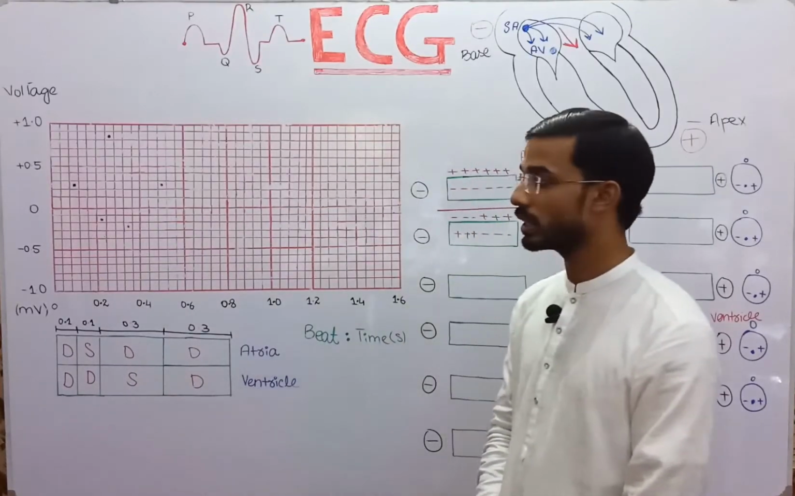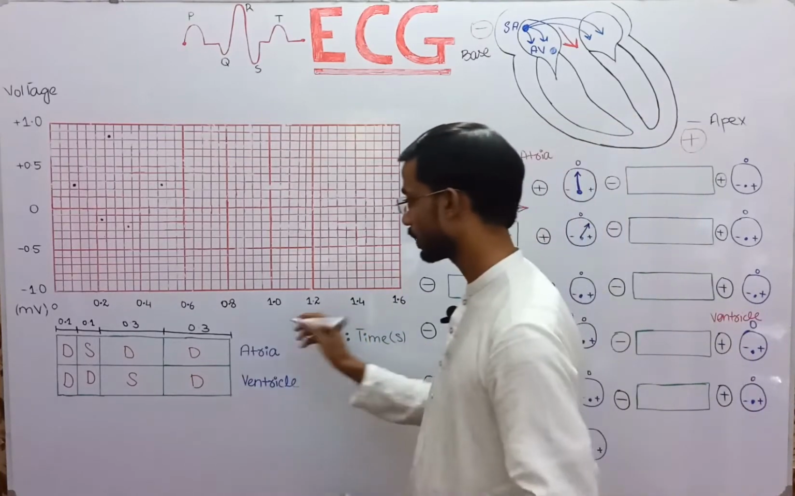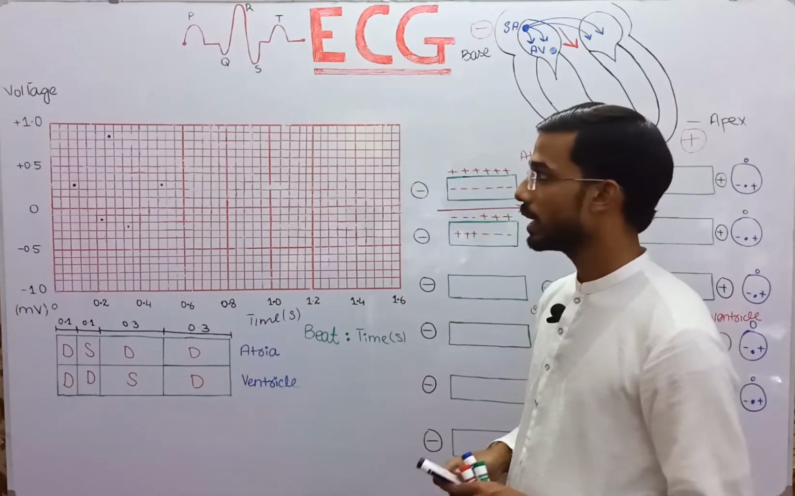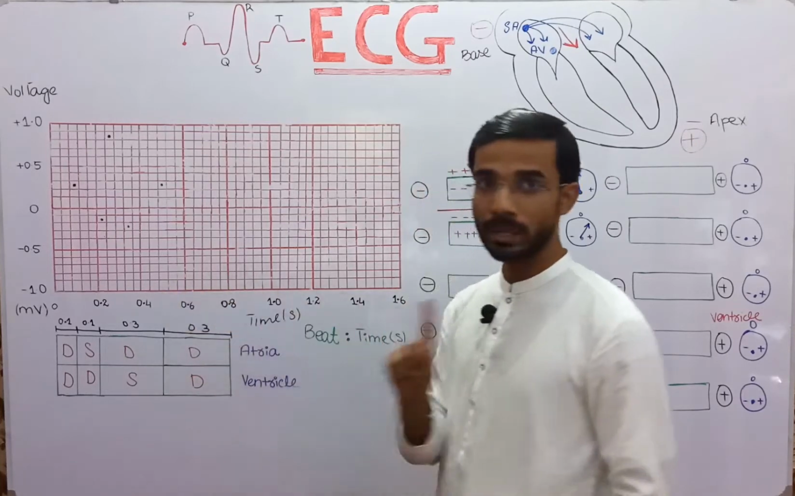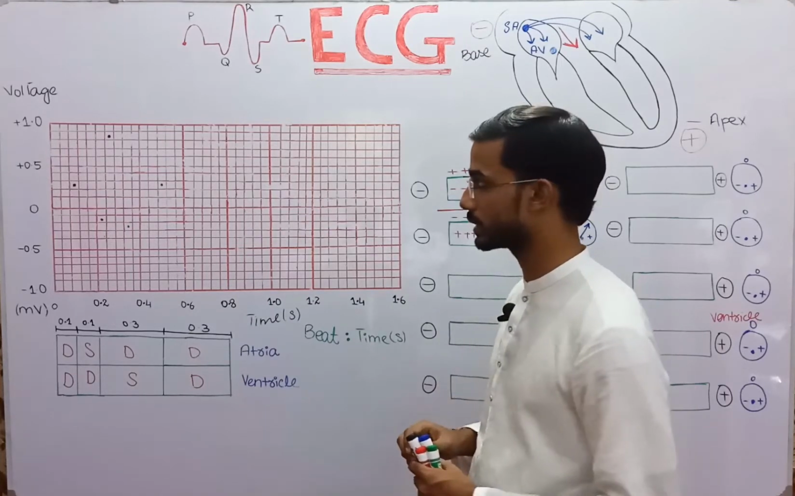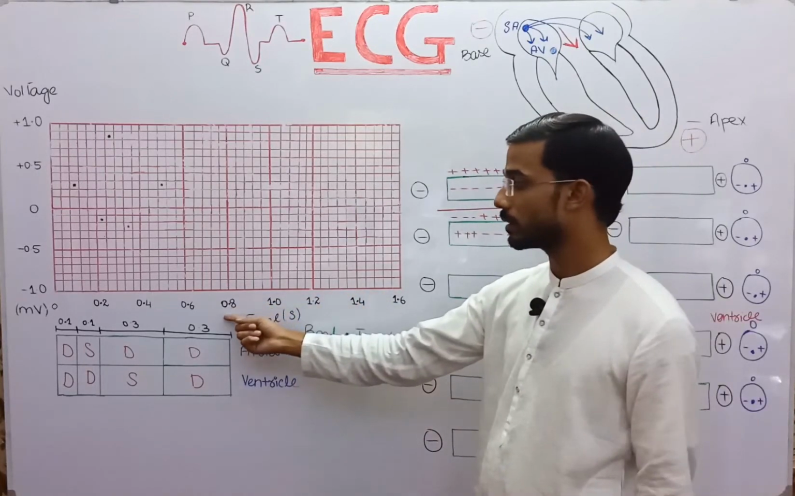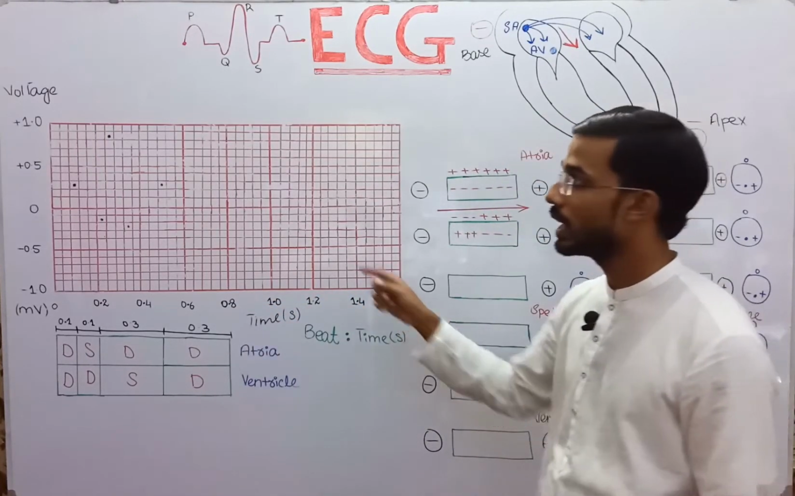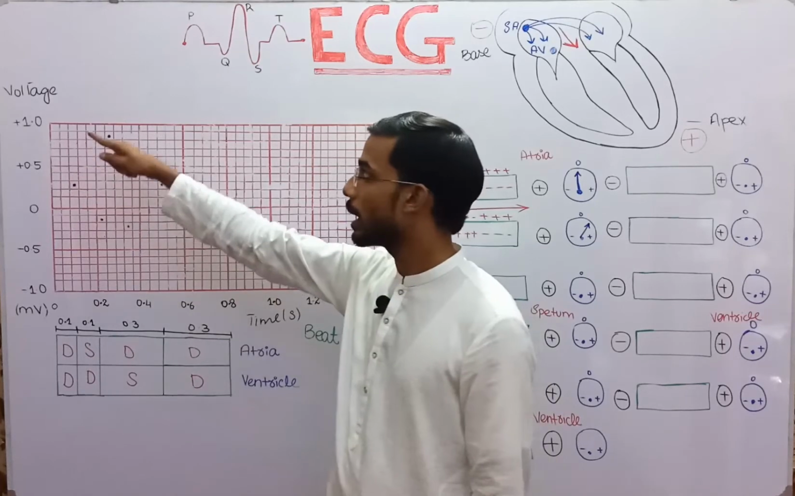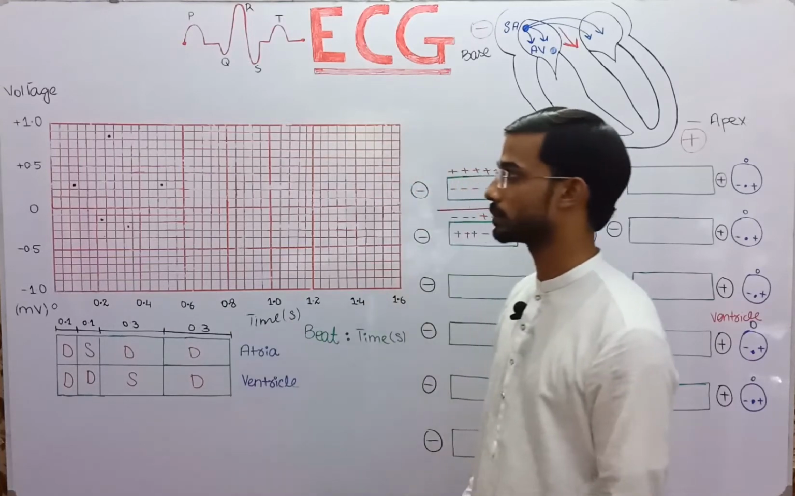On the Y-axis there is the voltage, in millivolts, and on the X-axis there is the time, in seconds. Here you can see I plotted two ECG or two cardiac beats. One cardiac beat has a time of 0.8 and the other also 0.8, and the center will be 0 voltage, and upward plus 0.5, plus 1 millivolt, negative 0.5, negative 1 millivolts.